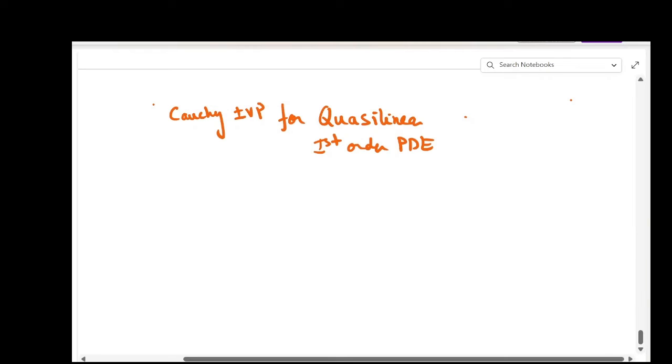Okay, so in today's class we are going to discuss solving the Cauchy initial value problem for quasilinear first order PDE. Actually, this is the first class, so we will merely start with the theory, and on the next class we will continue with specifically solving the problems.